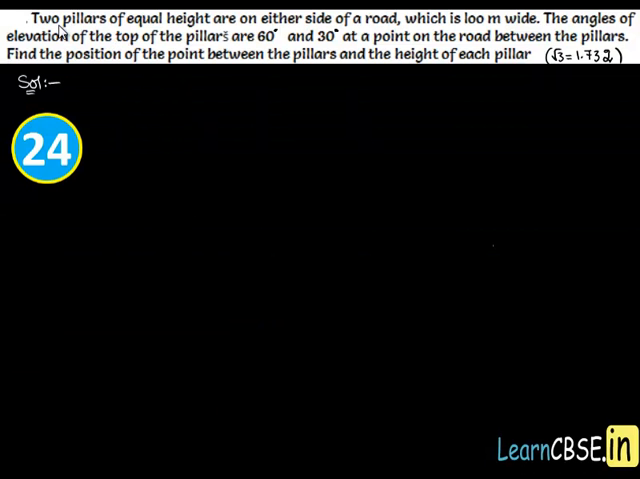Let's move to the next question. In this question, two pillars of equal height are on either side of a road and the width of the road is 100 meters. The angles of elevation of the top of the pillars are 60 degrees and 30 degrees, and it is observed from a point which is on the road in between the pillars. We have to find out the point between the pillars and the height of each pillar.